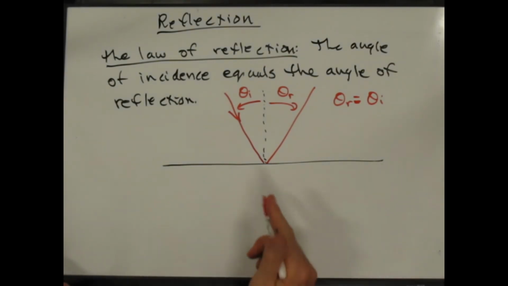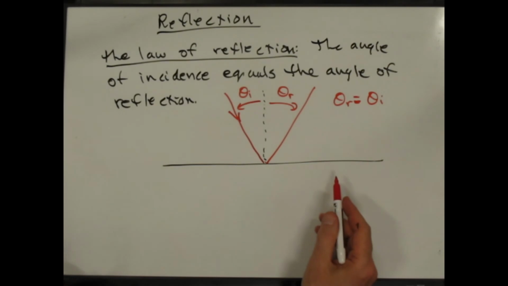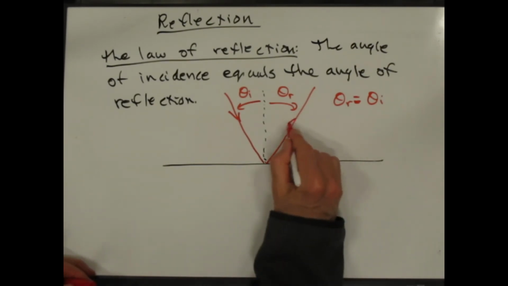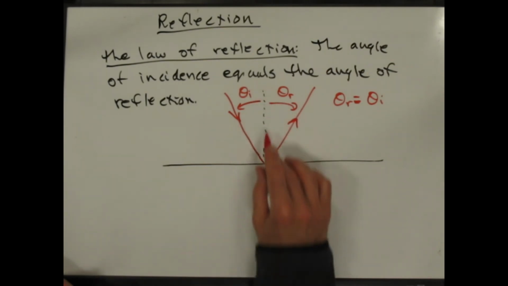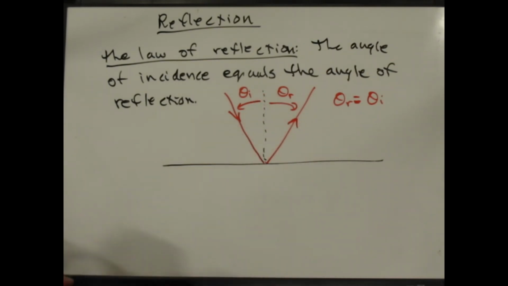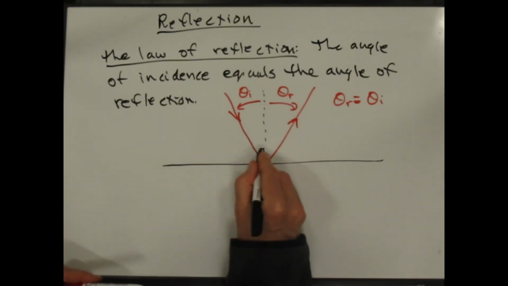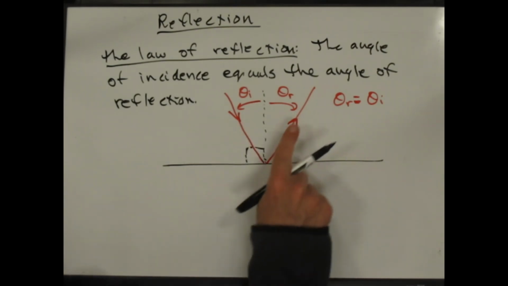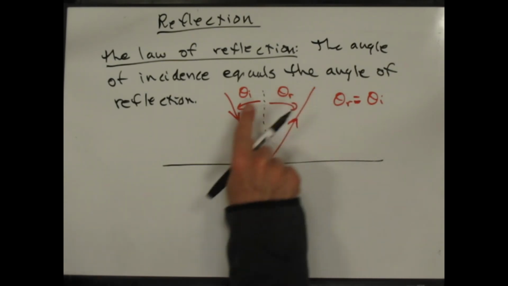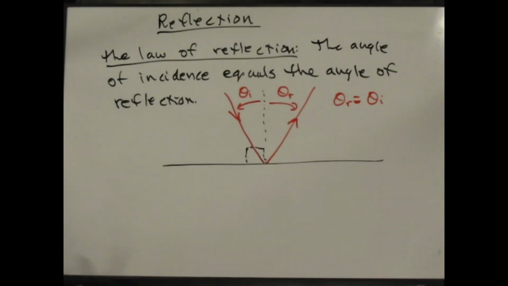Some light is absorbed by a surface, but if it's reflected, then it's reflected at the same angle it was incident at. We're always measuring the angle relative to the perpendicular to the surface, and so that's kind of a given. But for reflection, the reflected angle is the same thing as the incident angle.